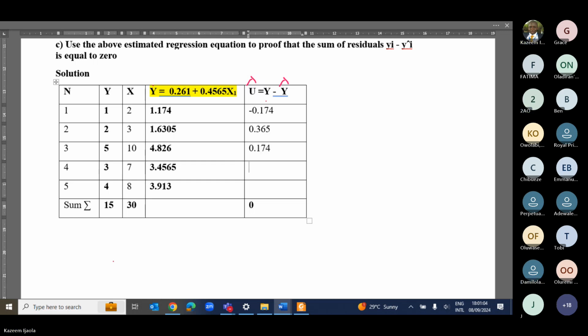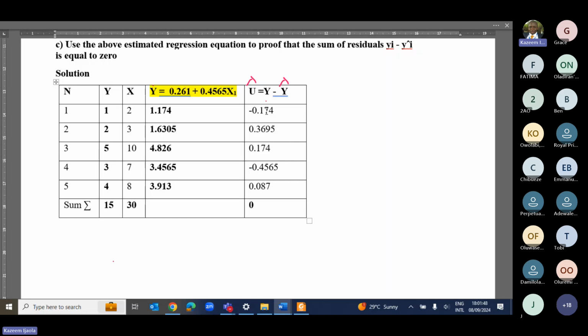The second one, I got 6.6. No, 2 minus 1.6305. Okay, that's 3695. Minus 0.4525. Then 5.4565. Then 0.087. So if you add up all these together, you get 0. You add up all this, you get 0. So that is what they ask us to do.